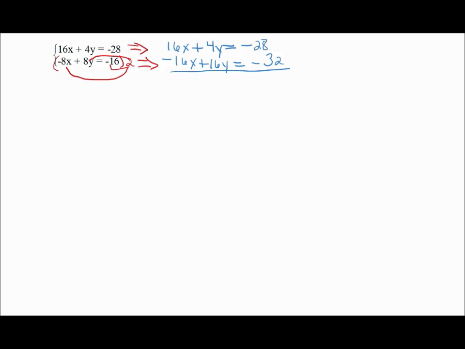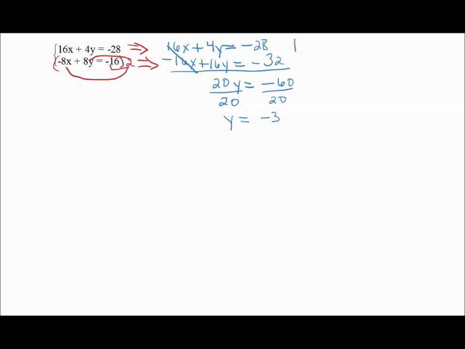Now I'm ready to solve the system. I'm going to do it the exact same way. In this case, 16x minus 16x cancels out. I have a 4y plus 16y. That will yield a 20y. I'll bring down my equal sign. And negative 28 minus 32 gives me a negative 60. It's a fairly simple process. I'll divide both sides by 20. So this leaves me with y is equal to negative 3.